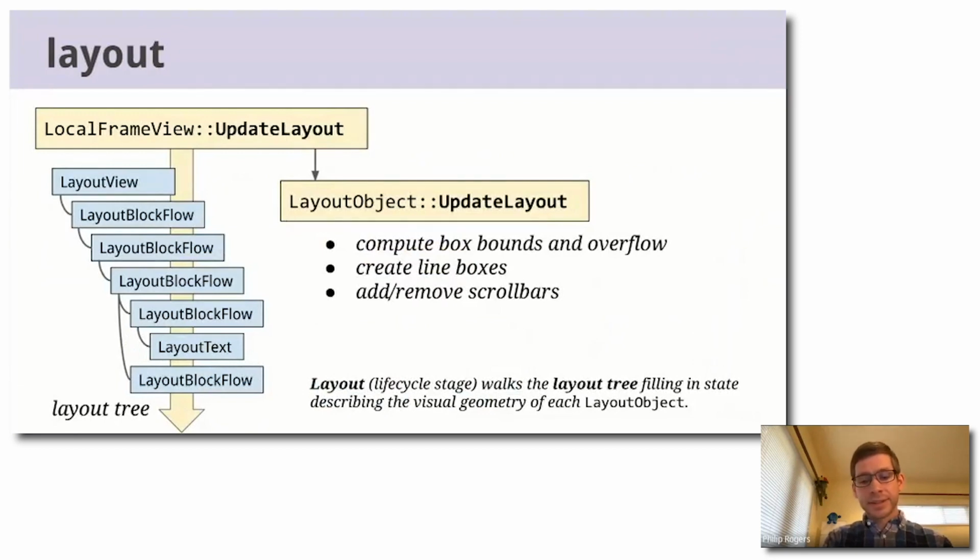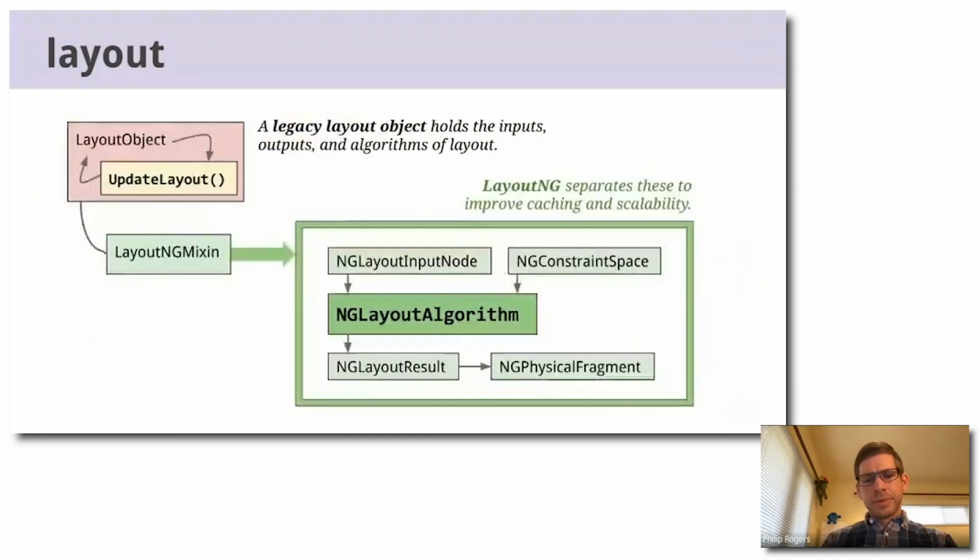Okay, so the layout lifecycle stage walks the layout tree, computing the visual geometry and storing it in the layout object. So I need to note one thing. There is currently a rewrite of the layout system called layout ng. Where we are in that rewrite, about 75% of layouts are using the layout ng system, but we still have the legacy system around. Layout ng is a re-architecture that more clearly defines the inputs and outputs of layout.